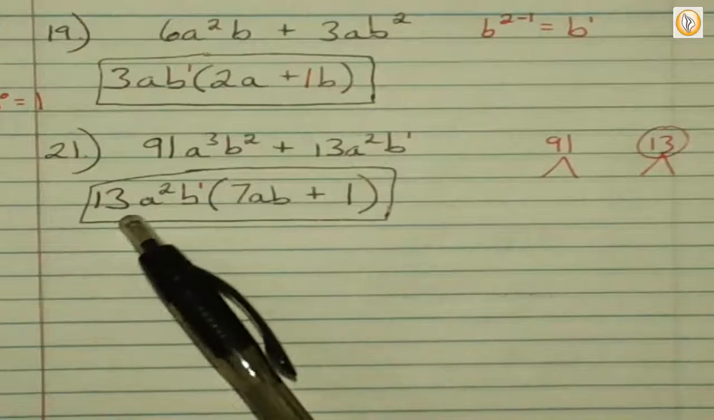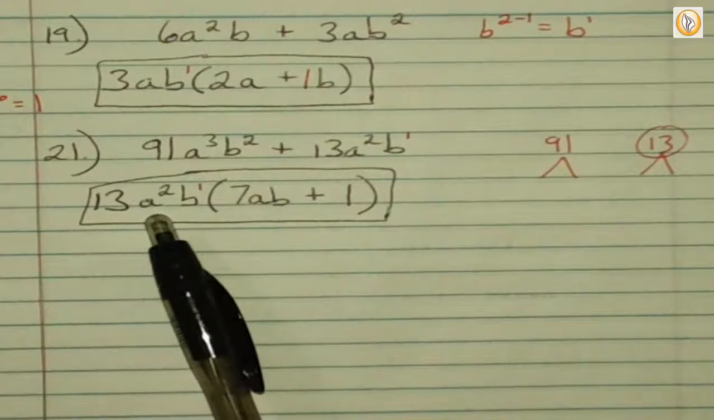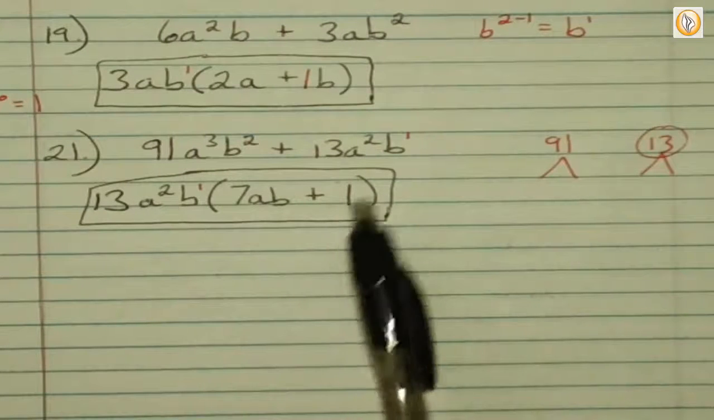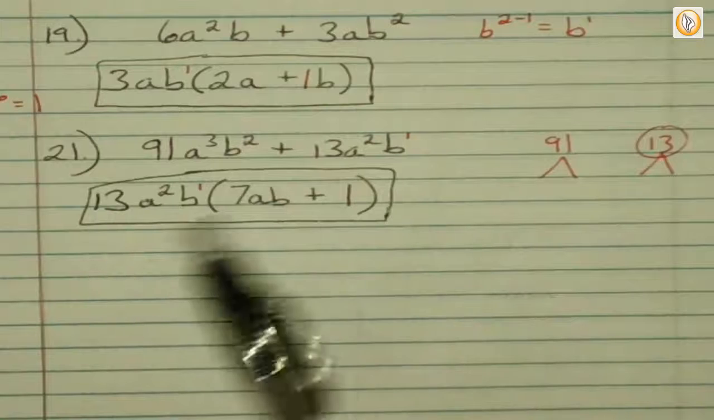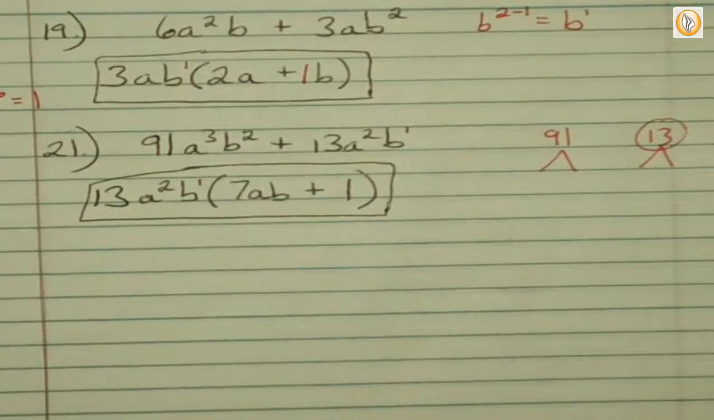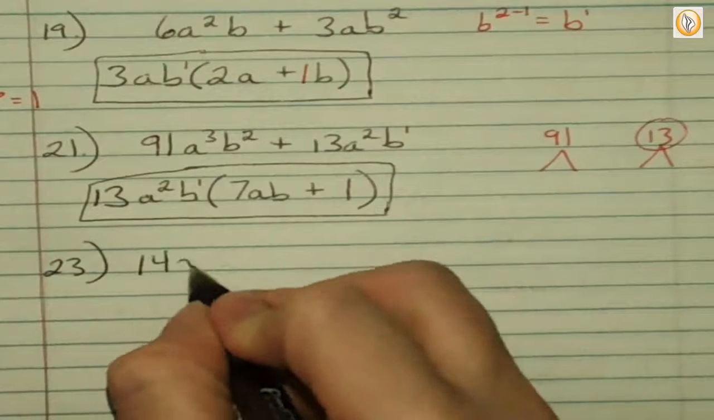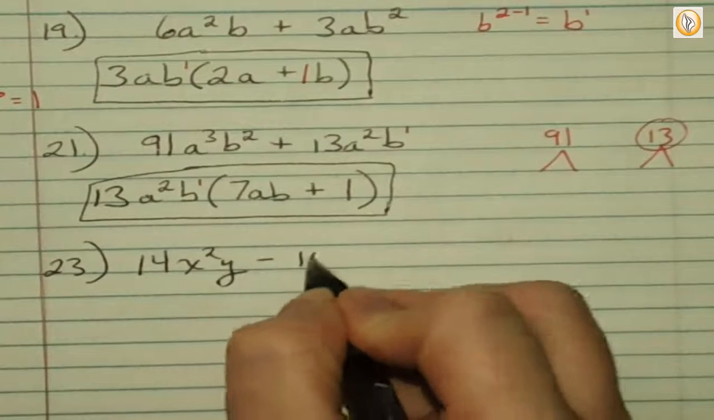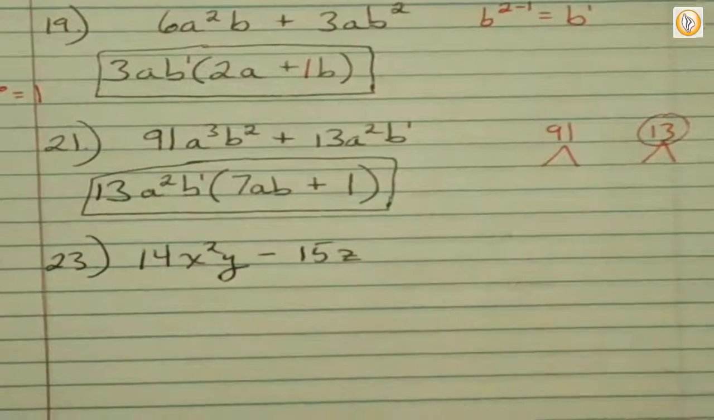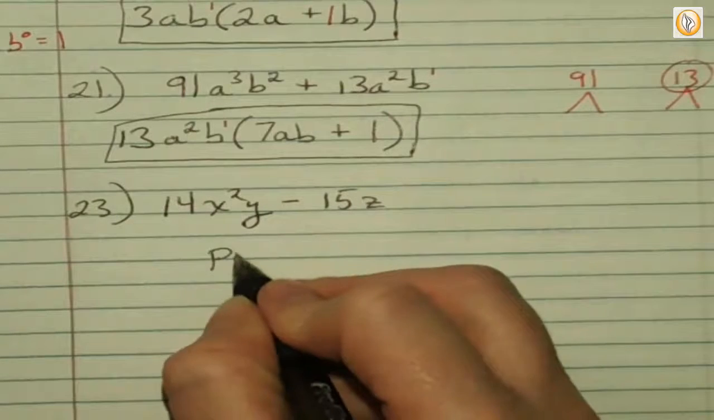So if you're not sure, again, go back and do the distributive property. If you look, 13A squared B times 1, it's going to give you the same thing. Y'all see that? Sophia, do you see it? All right, good. Let's look at 23. 14x squared y minus 15z. Sophia, what can we take out of those two terms? So then it is? Very good, it's prime.